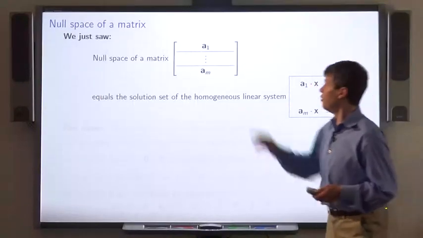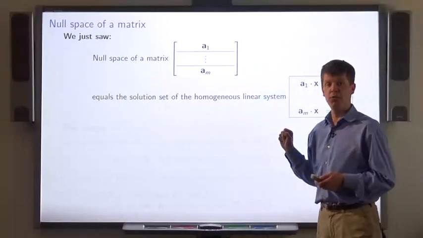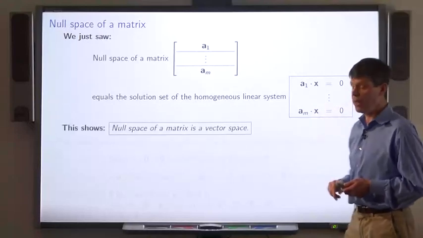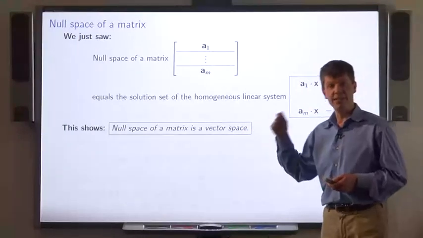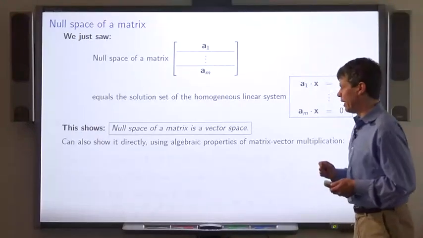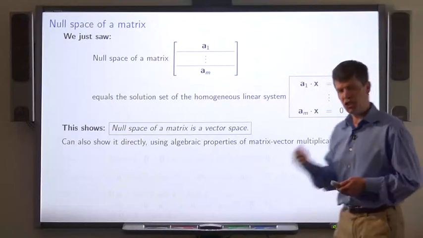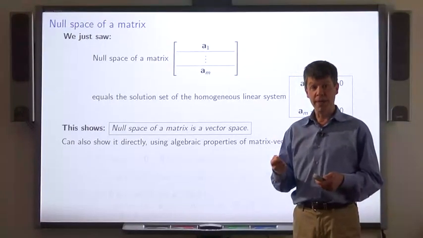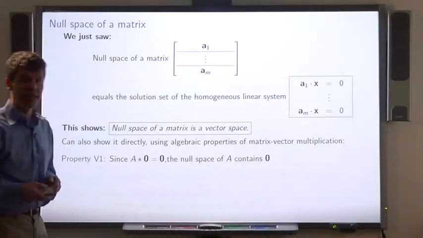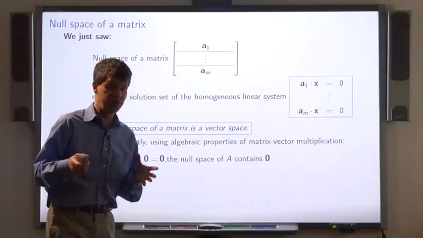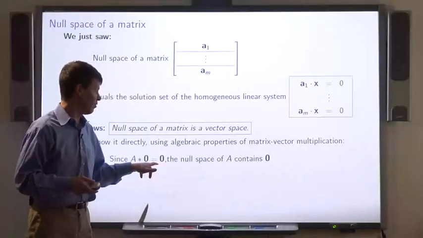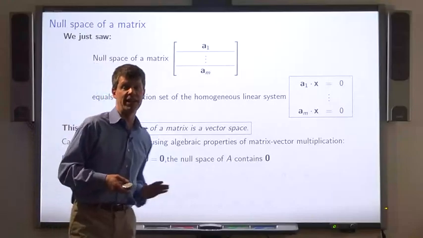So we just saw the null space of a matrix with rows A1 through AM equals the solution set of the homogeneous linear system. So this shows that the null space is, in fact, a vector space. But let's show that in a different way, directly, by showing that it satisfies the algebraic properties of vector spaces. Property V1 requires that the set include the zero vector. Well, since A times a zero vector is always a zero vector, the null space does contain a zero vector.